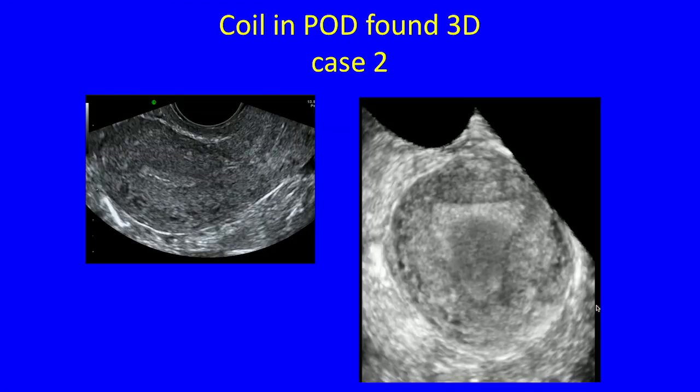This lady came with missing coil threads, and in fact a missing coil. When I looked on ultrasound in the 2D plane, longitudinal, where is it? Coronal plane, where is it? I couldn't find it at all.